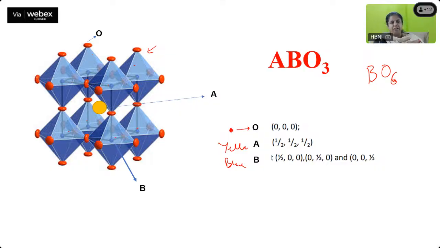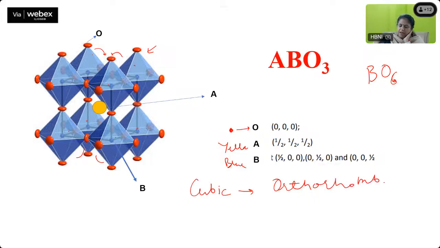kind of tilt, like this will tilt inside, this will tilt inside, this will tilt inside, so that they make the inside space smaller so as to fit your A cation. So the structure remains, it is not broken down. But what has happened is the structure has now moved from cubic ABO3 to orthorhombic ABO3. And what other changes have occurred? The coordination number of A has reduced from 12 to 8 because it has now become smaller, so the structure has tried to accommodate it.